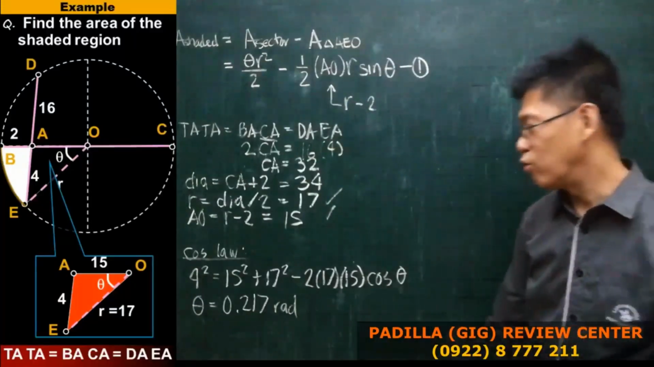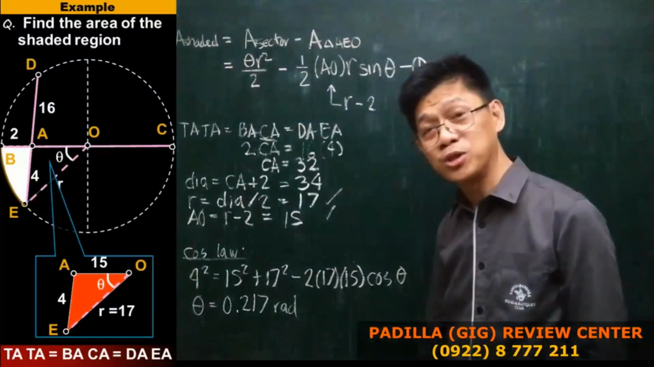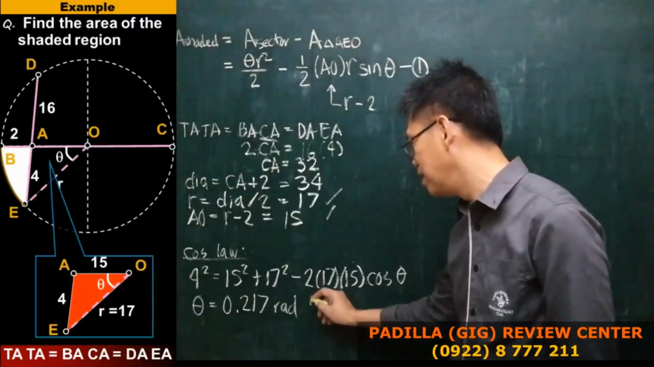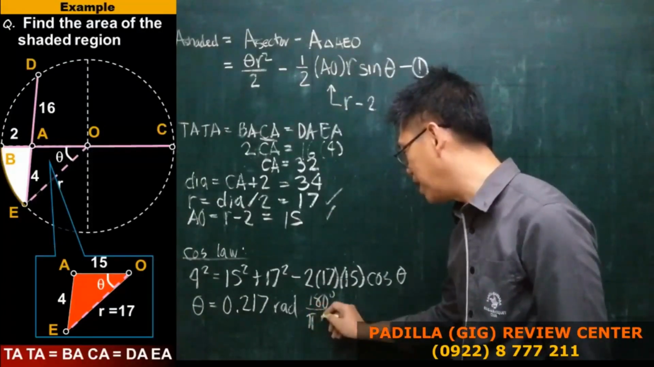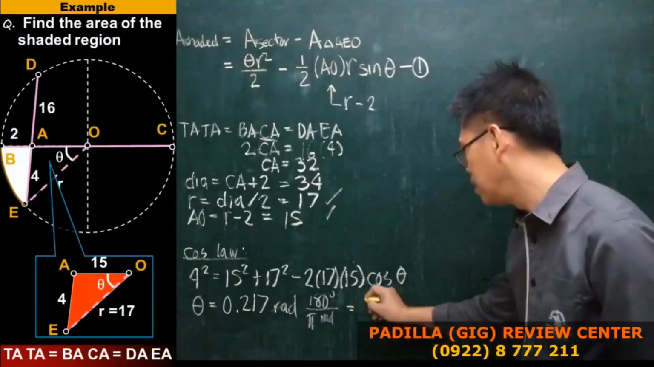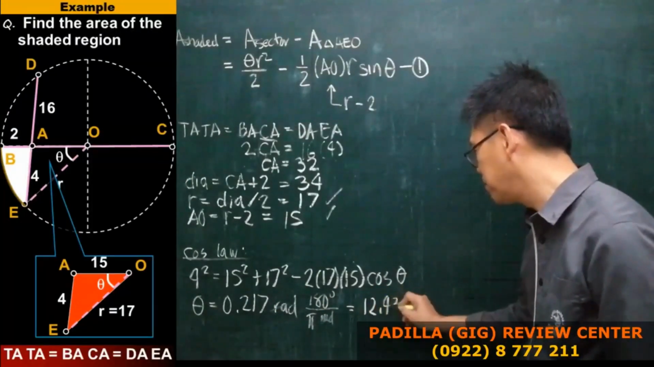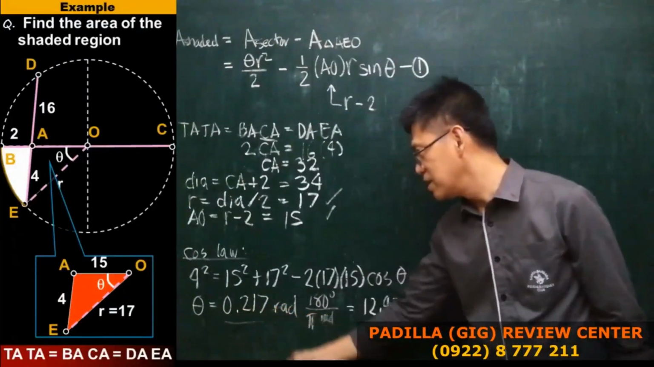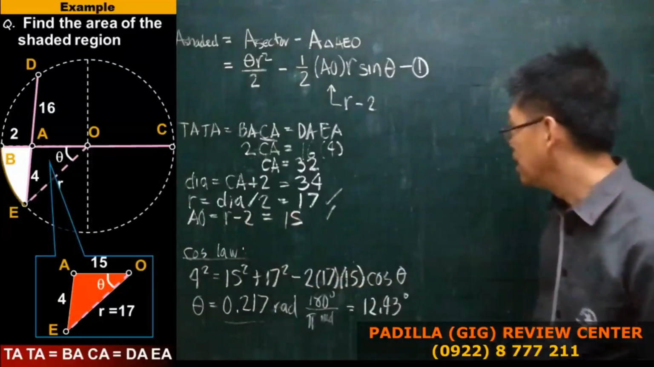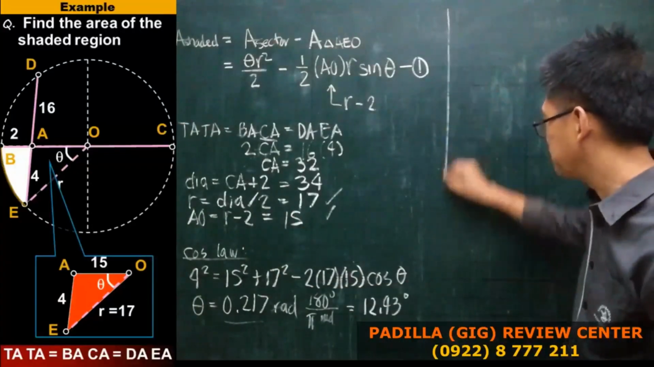radians. So, kung kailangan mo yan ng degrees, kung gusto mo sa degrees talaga, edi convert mo lang, multiply it by 180 degrees per pi radians. Radian will cancel, and this would be 12.43 degrees. Meron na tayong theta in radians, merong A o merong R, tapos na ang kwento.